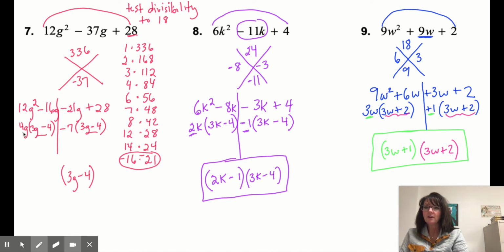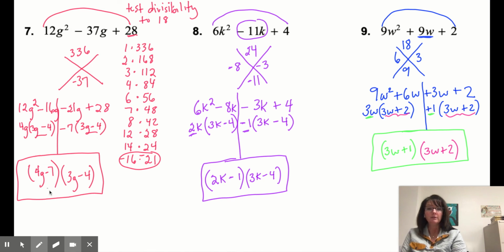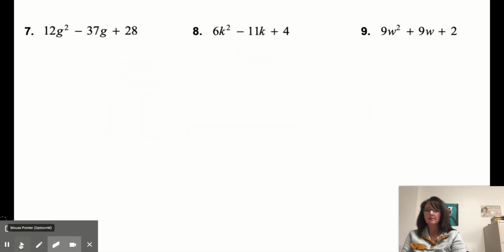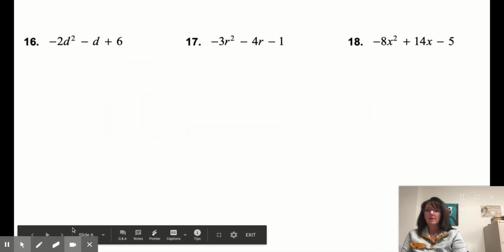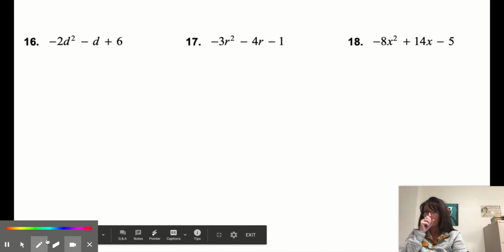And then our other factor comes from this 4g and this negative 7. So 4g minus 7. Again, try it out. Make sure that the product here is the 12g squared minus 37g plus 28. So do FOIL to check your work.